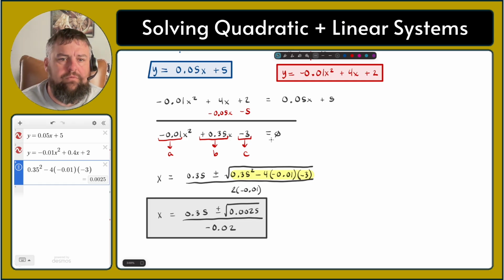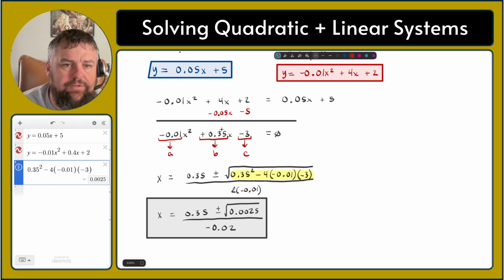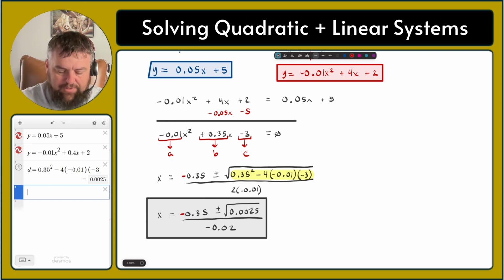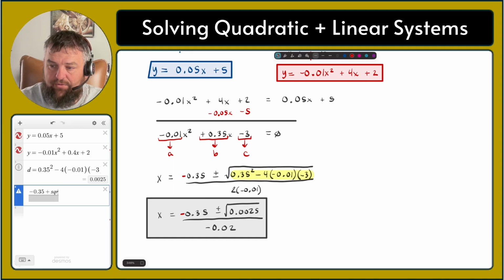Oh, and I totally forgot. This, of course, is just me getting too fast for you. So there should be a negative right in front of the b. Don't forget that it's supposed to be negative b plus or minus. So now if I go back into Desmos, this is my discriminant. So D equals, that's what we're going to do. That way all I have to do is go into here. We're going to go fraction negative 0.35 plus square root of D divided by negative 0.02.